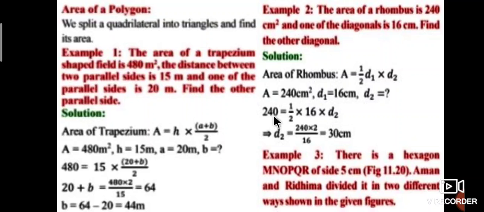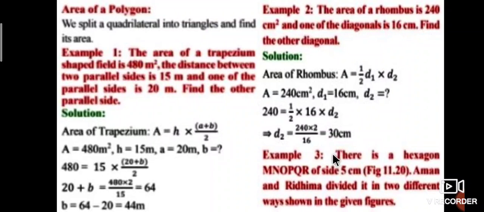Therefore, 240 is equal to half into 16 into D2. That is D2 is equal to 240 into 2 divided by 16. That is equal to 30. D2 is equal to 30 centimeter. This is the length of the other diagonal.